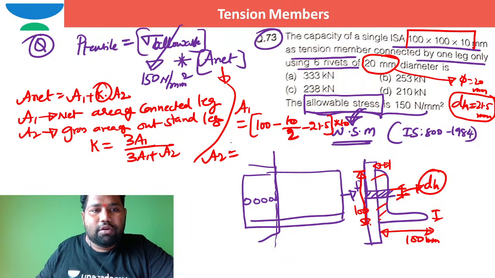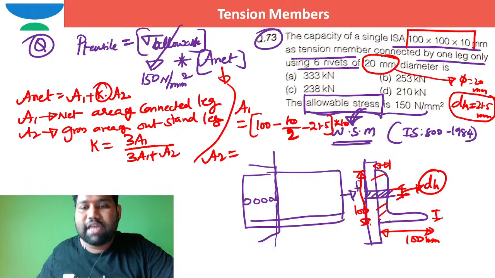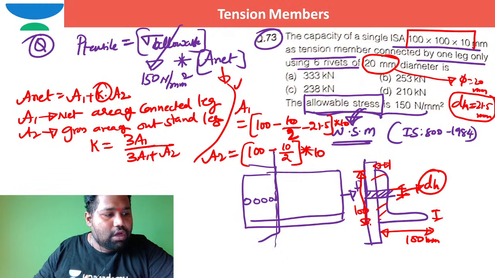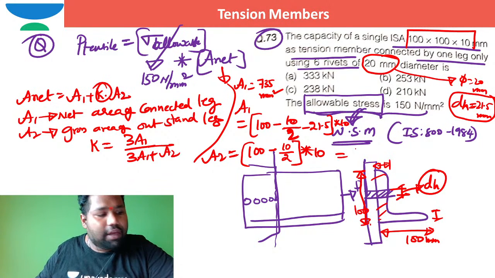And coming to A2, A2 stands for gross cross sectional area of outstanding leg. The width is 100; out of 100 width, thickness by 2 is contributed to connected leg. So minus thickness by 2, minus 10 by 2. I want the gross area, so there is no deduction for holes in this gross cross sectional area of outstanding leg. So multiplied by the thickness of that outstanding leg, which is 10. If you work out A1 and A2, the value of A1 is 735 millimeter square, and the value of A2 is definitely 950 millimeter square.